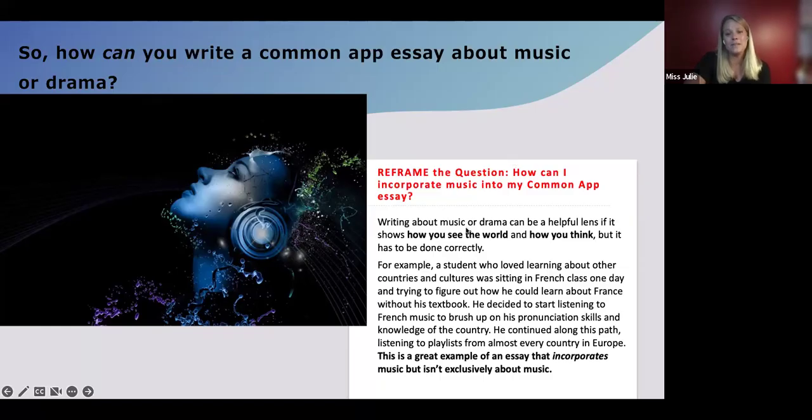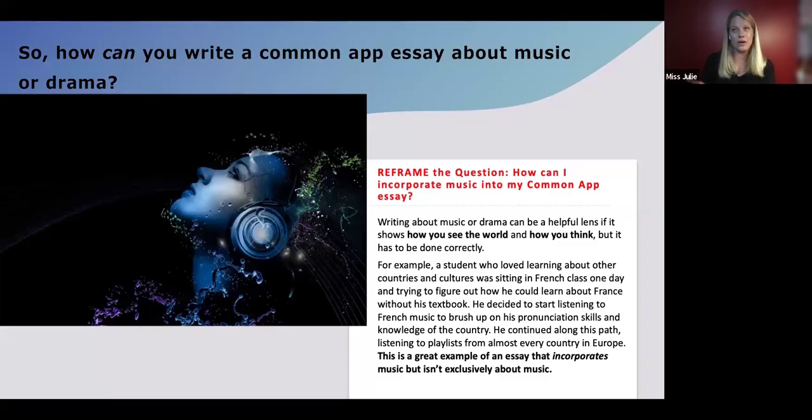It still can be done, but you have to reframe the question here. Instead of asking, how can I incorporate music or drama into my essay? Instead, ask yourself, how can I incorporate music into my Common App essay, right? Writing about music or drama can be a helpful lens if it shows how you see the world, right?